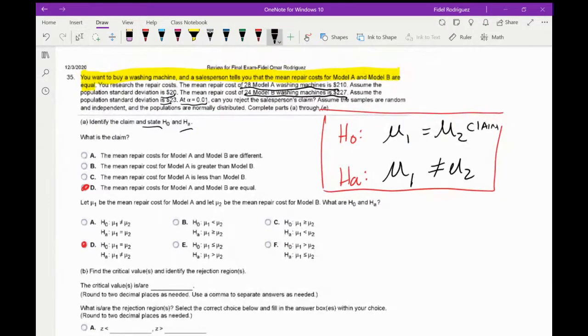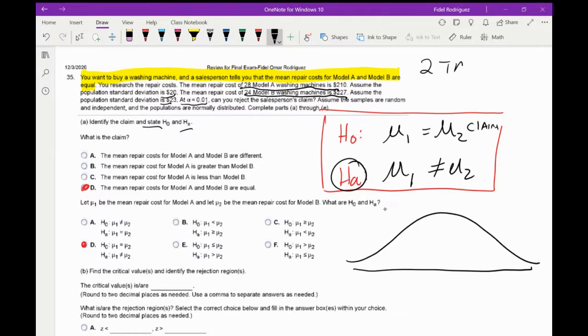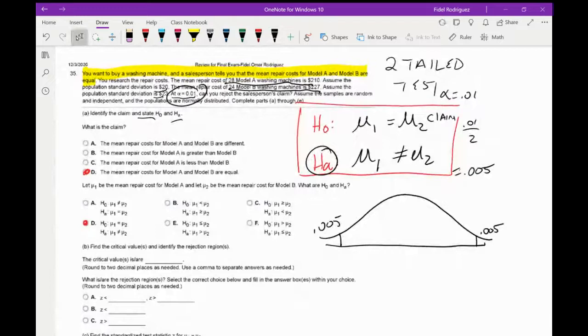Now, the next piece, guys, we need to figure out: is this a left-tail, right-tail, or two-tail test? Remember, the way we determine that, we look at the HA. Two-tailed test, right? Excellent. And if my alpha is 0.01, I need to take that number, 0.01, and divide it by 2, which should be 0.005. So 0.005 here and 0.005 there. So we're going to find those critical values, right?